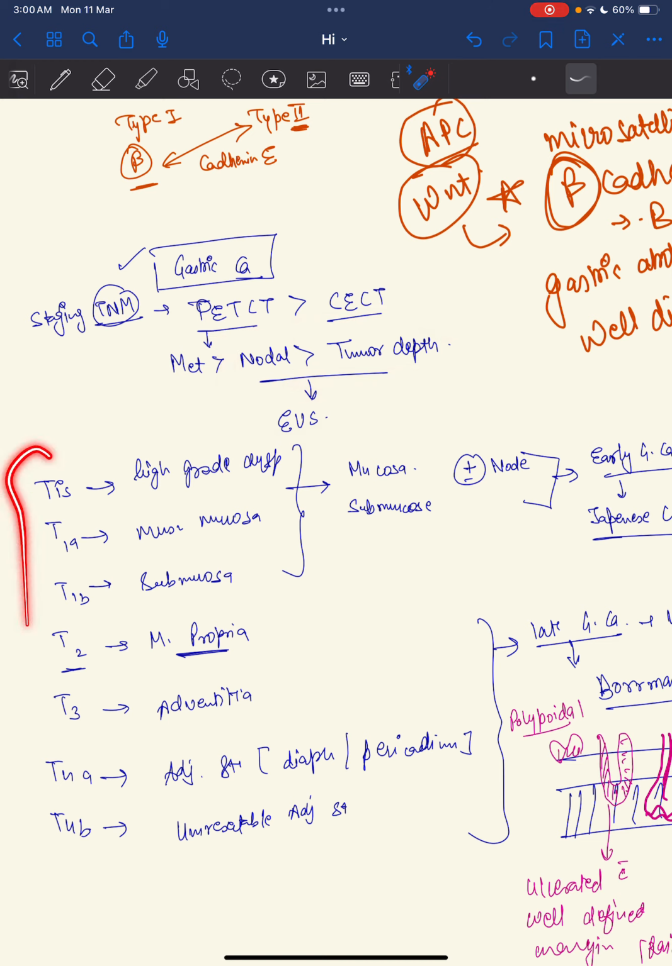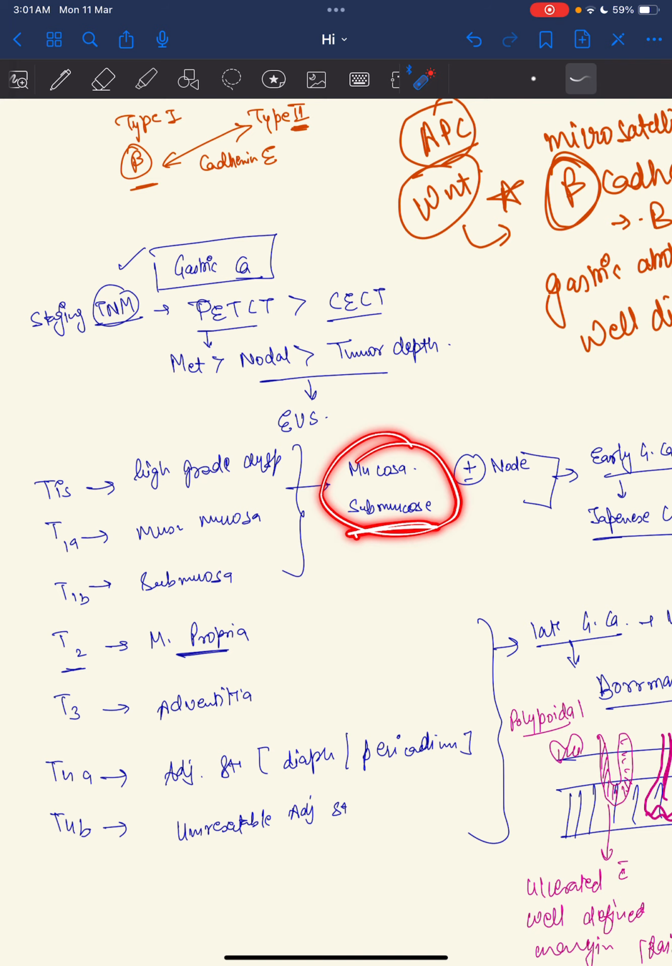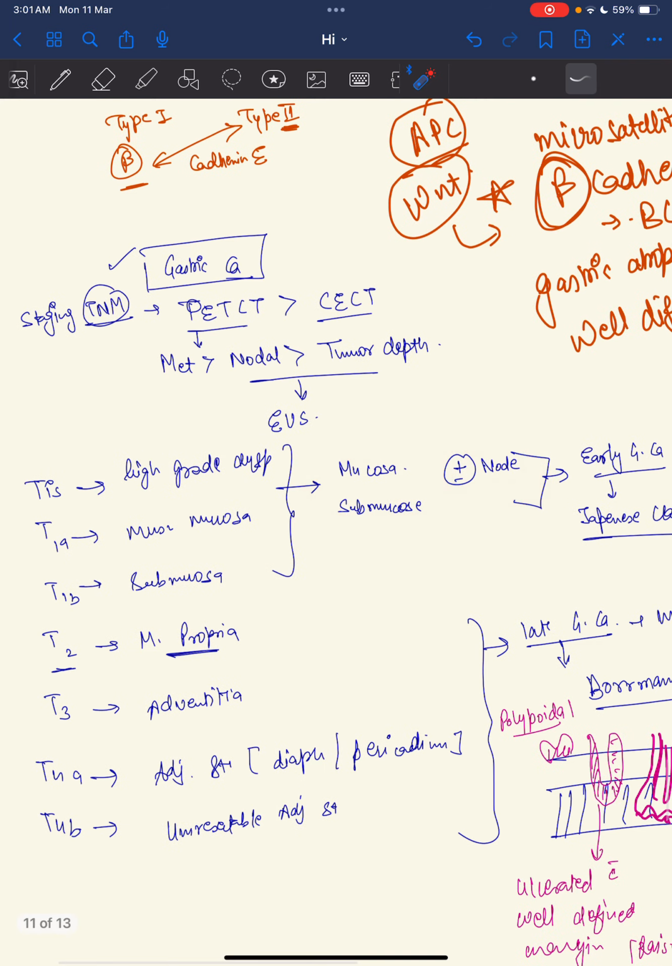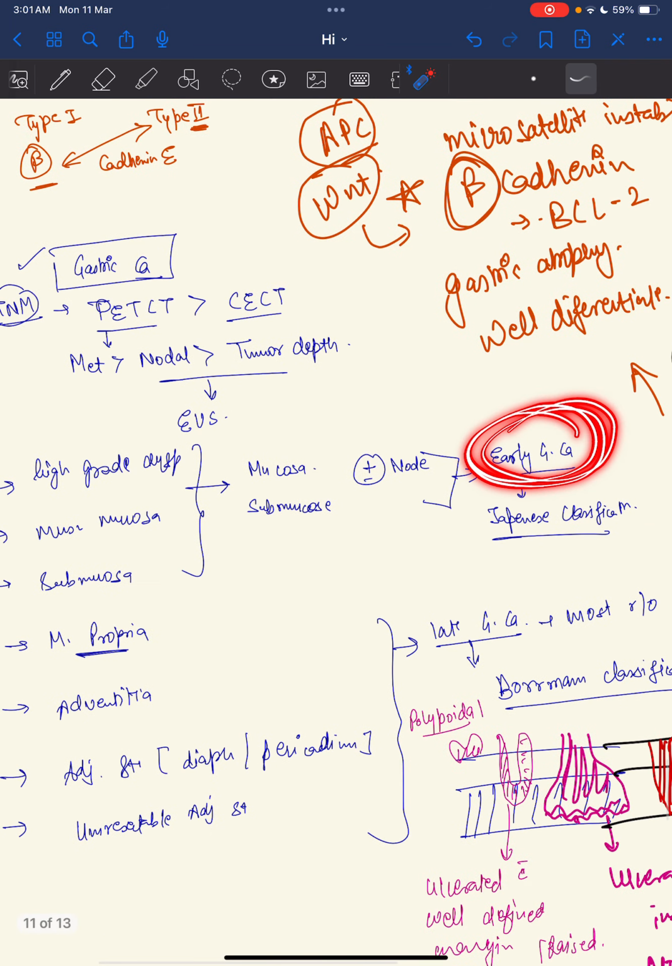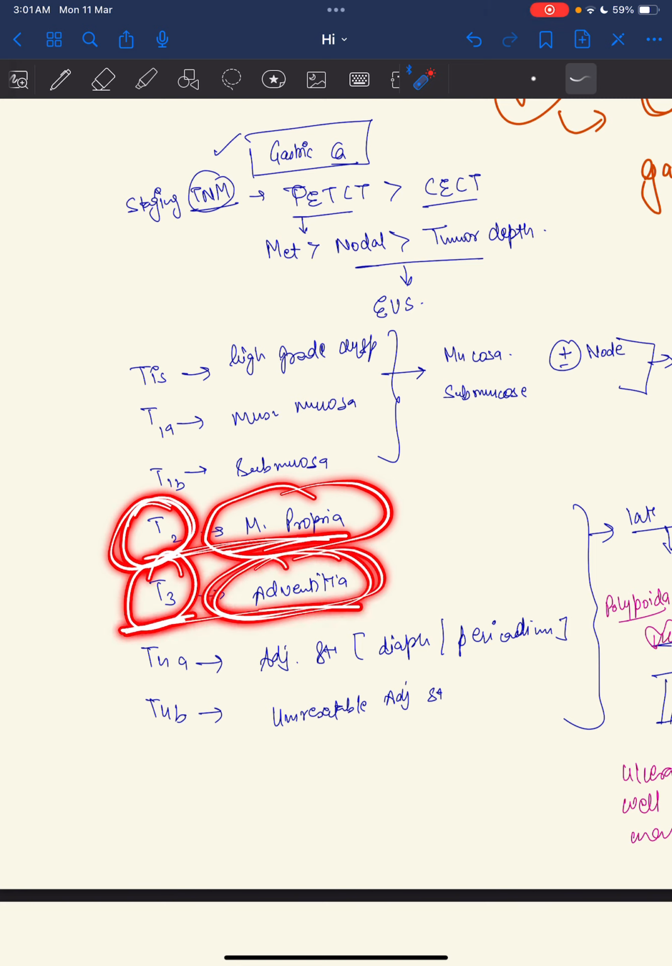ठीक है. Now the staging, TIS. First the TIS is the high grade dysplasia. T1A is the muscularis mucosa. T1B is the submucosa, and these three are the mucosa and the submucosa with or without nodal staging, it doesn't matter, is the early gastric CA. For this we have the Japanese classification, and then the muscularis propria is in the T2. T2 will show the muscularis propria and T3 will show the adventitia.